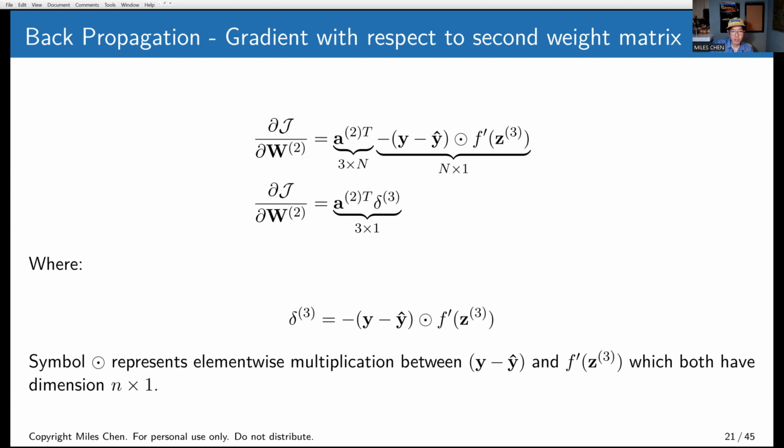Does that kind of make sense? Do these steps here for our gradient with respect to the second weight matrix make sense? All right, thank you for that thumbs up. I appreciate that. Let me go ahead and give you your first view quiz answer.